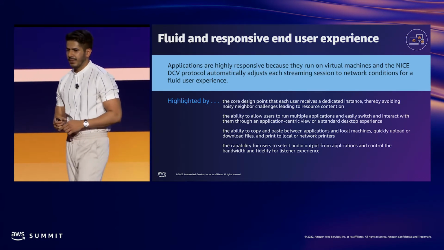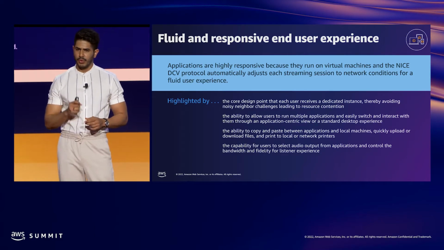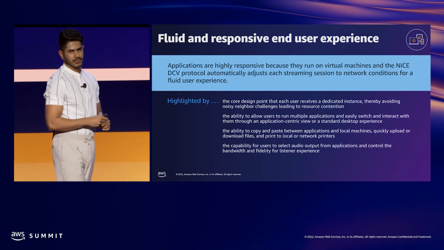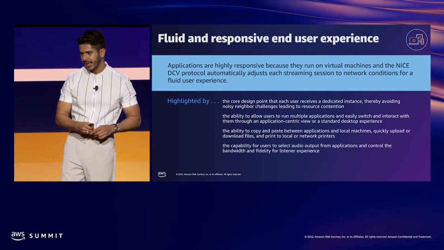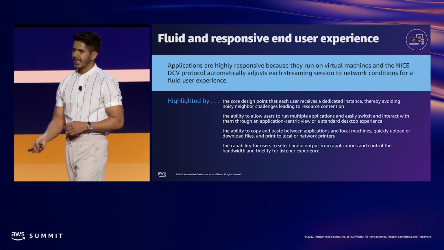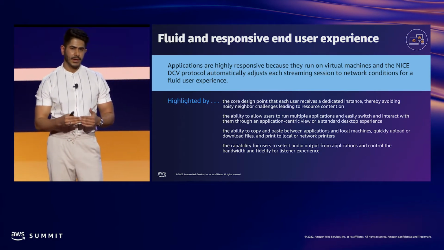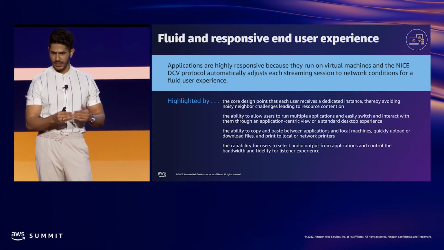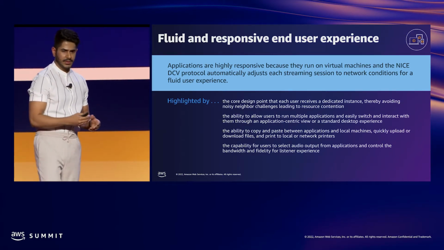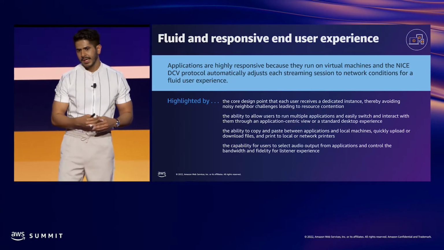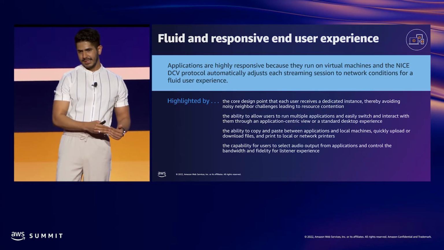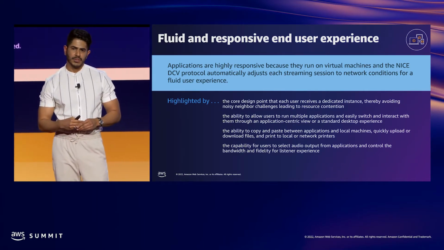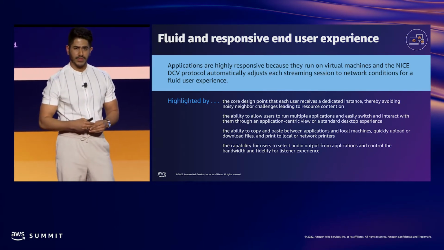The good thing with AppStream is that it uses a protocol called NICE DCV. So NICE DCV protocol operates over HTTPS port 443, and it is designed in a way that it adapts to the network conditions of the end user. So if they're seeing fluctuations in their bandwidth or if they're having network issues, they won't be instantly disconnected and they won't instantly start seeing poor performance. It is optimized to provide best responsiveness for streaming instances.